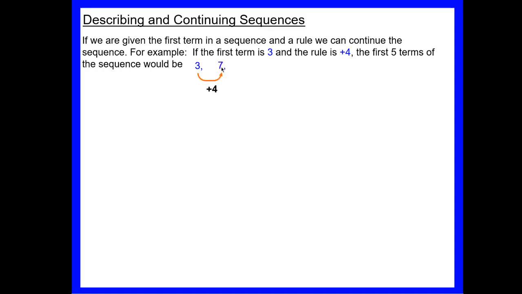Then I add 4 to my new number. So we're applying the rule to the newest number every time. 11, 15 and 19. That's my first 5 terms: 1, 2, 3, 4 and 5. As long as we know the first term and what the rule is, we can apply it to each new number to get the next number along.